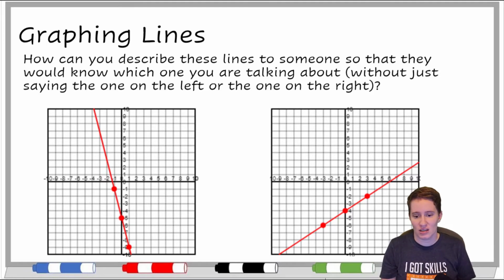The other kind of thing that we could talk about, I didn't actually intend for these to be so close, but we could look for specific points. So one of the points that we might look for is where it goes through the y-axis or the x-axis. And these actually go through the y-axis very close to each other. The left one is -5, and the right one is -4. So we have that similarity, but we also have a way that we can distinguish between them because of some points and their steepness.